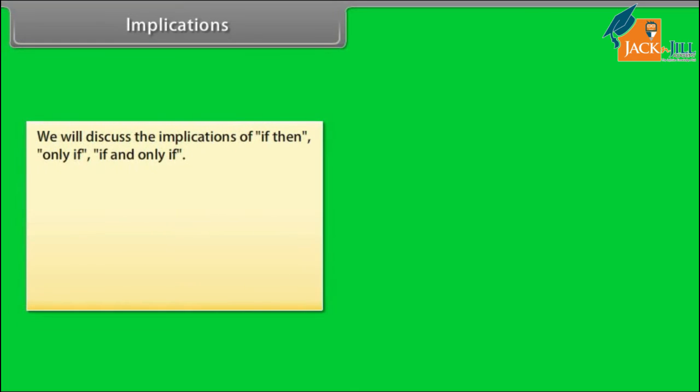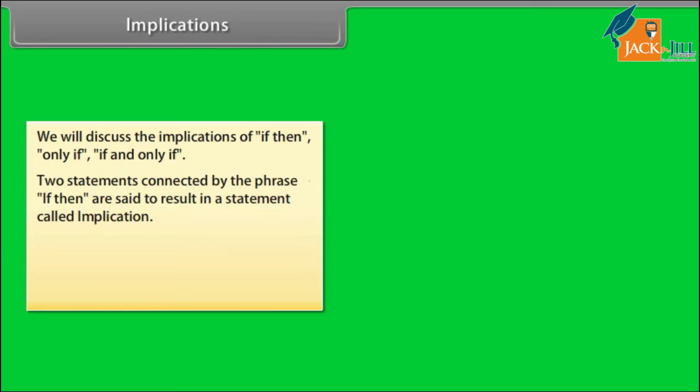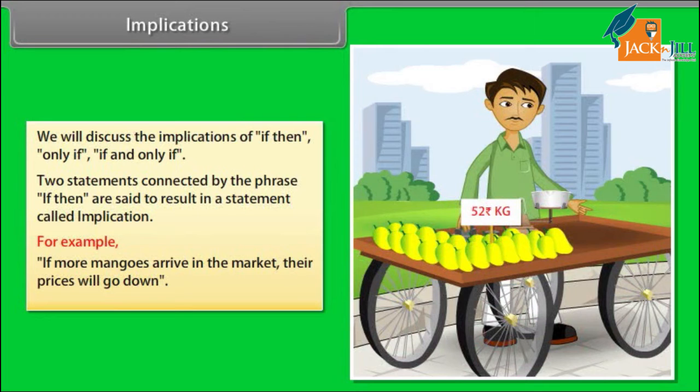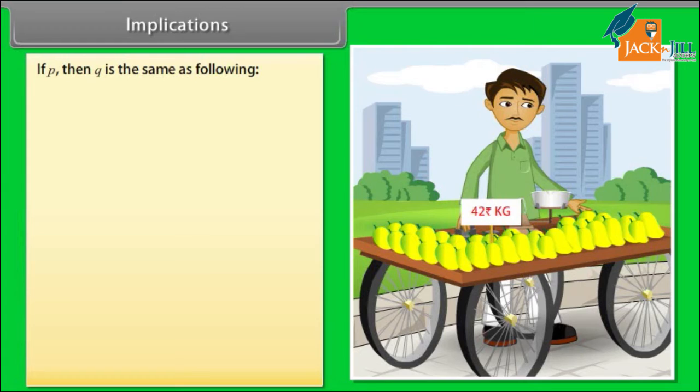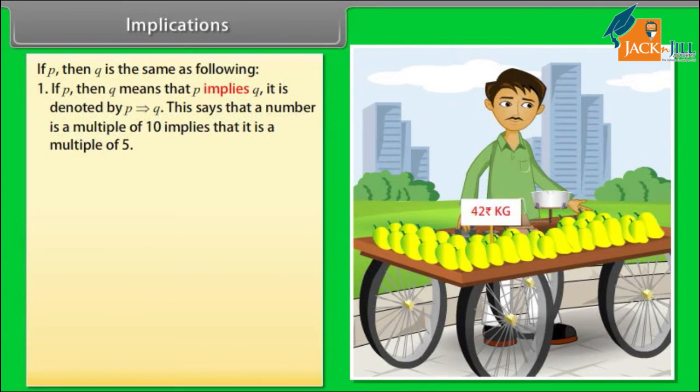Implications. We will discuss the implications: if-then, only if, and if and only if. Two statements connected by the phrase "if-then" are said to result in a statement called implication. For example, if more mangoes arrive in the market, their prices will go down. "If P, then Q" is the same as the following: if P, then Q means that P implies Q. It is denoted by P ⇒ Q.